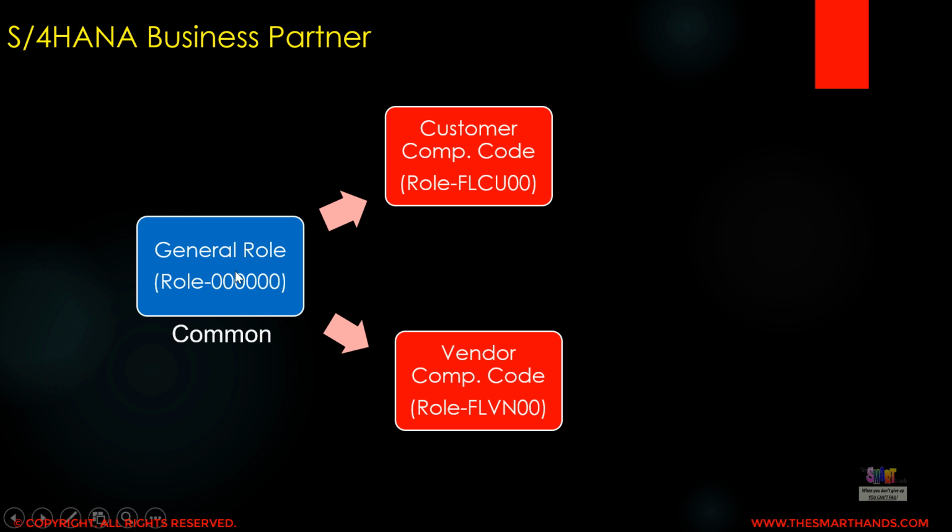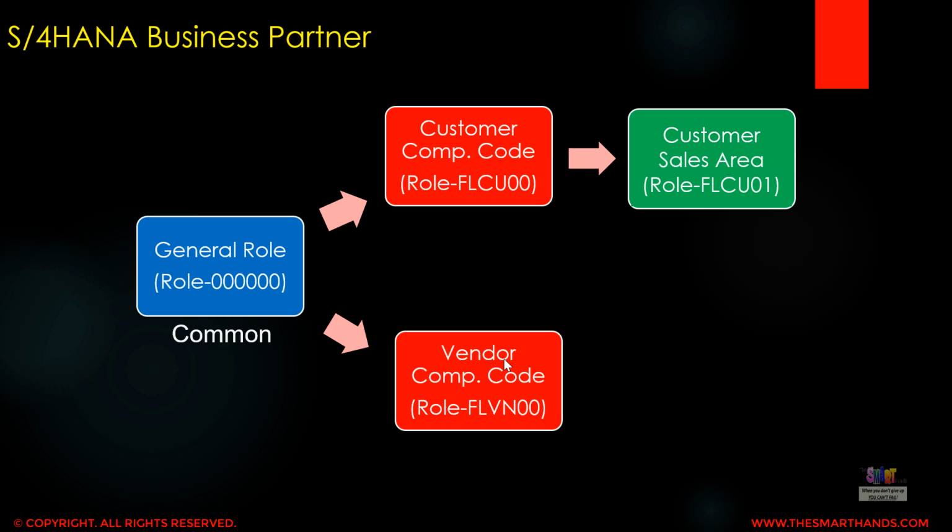So first we'll create a general role, and then we can add another role for the customer company code. And in some cases the same customer can also be a vendor. If that's the case, then you can also extend the same business partner to a vendor company code. And then we have the customer sales area, and that role name here is role FLCU01, which I'll discuss in more detail in the next video.